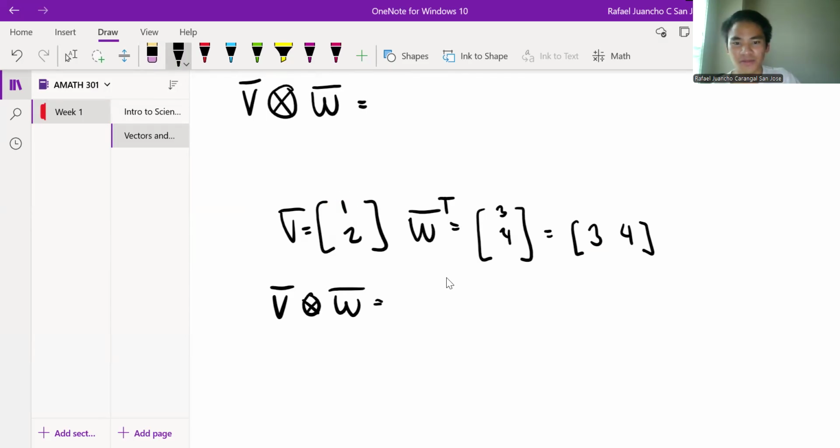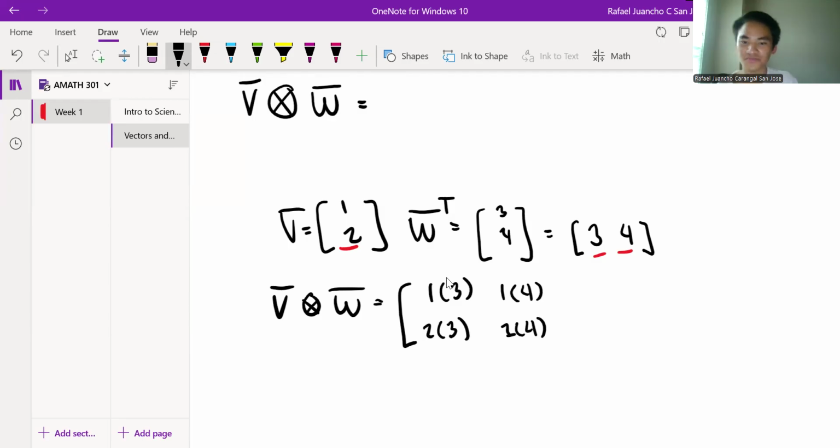So what's going to happen is that I'm going to multiply 1 by 3. That's my first thing. Then I'm going to multiply 1 by 4. That's my second thing. And then I'm done. Now I'm going to move on to the next row for vector V. I'm going to multiply this to here and here. So 2 times 3, 2 times 4. And we can compute that. So that's 3, 4, 6, 8. So that's my matrix after computing.